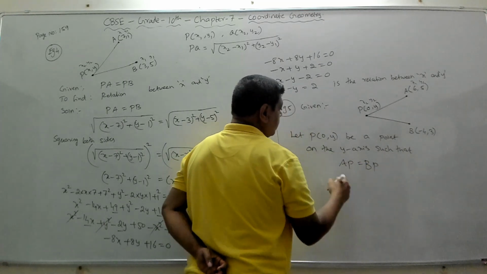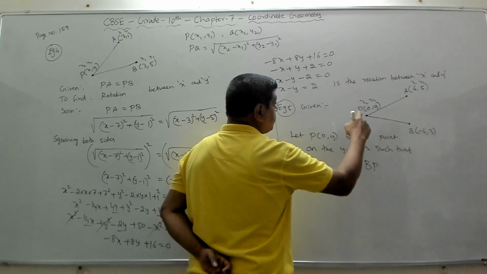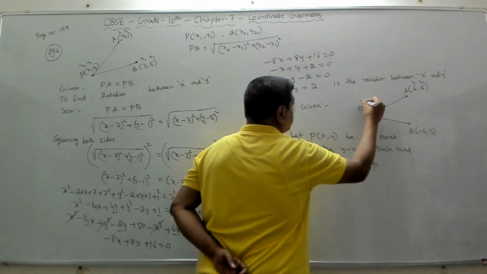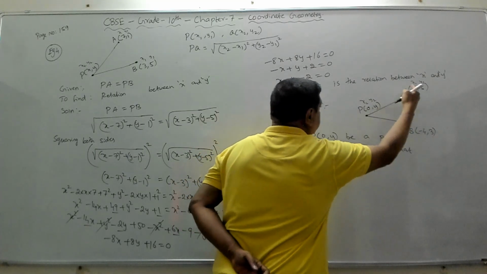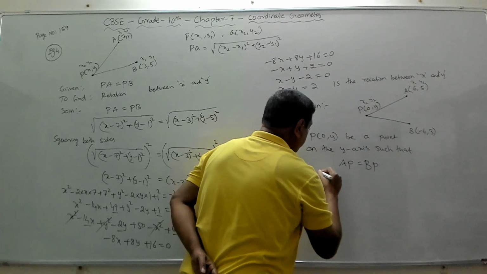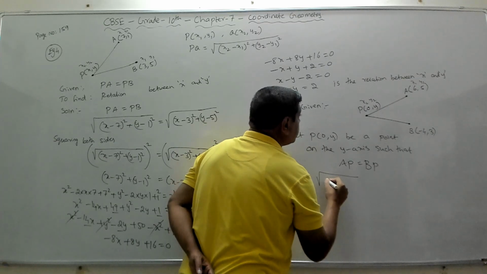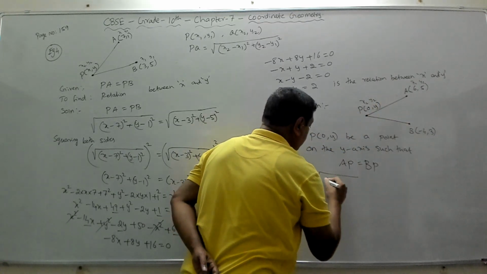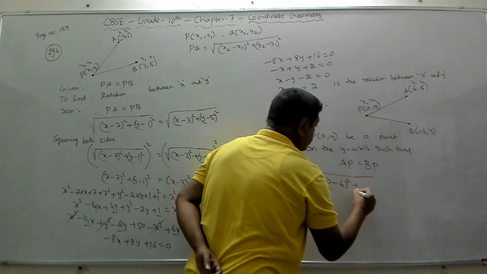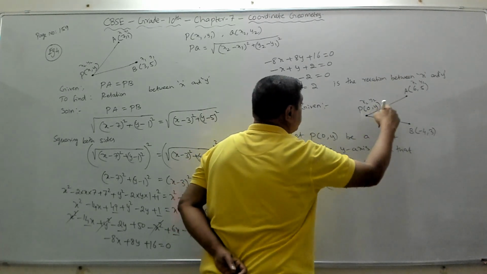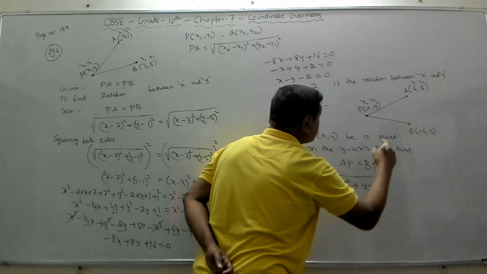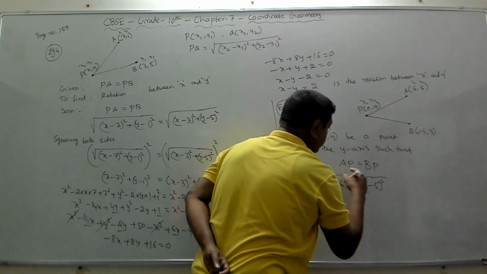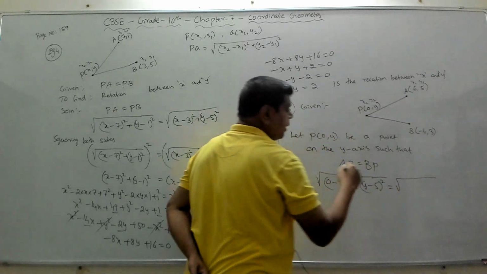Let's apply the distance formula for A and P. If you take this as x1, y1 and x2, y2, then it is x2 minus x1. So AP is the square root of x2, which is 0, minus x1, which is 6, the whole square, plus y2 minus y1, y2 is y, y minus y1 which is 5, the whole square. That is your AP. That is equal to BP.